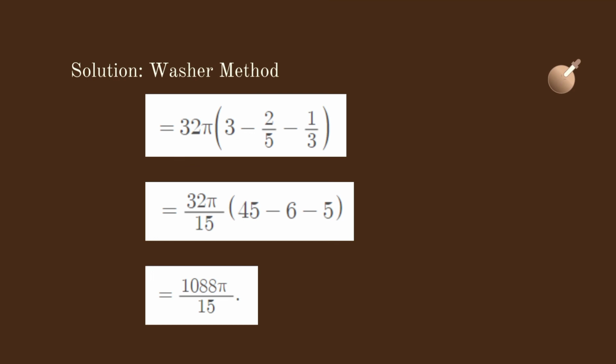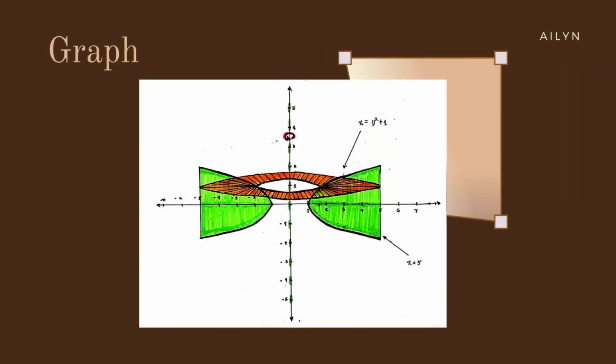Therefore, the volume of the washers formed by the y-axis and the two graphs is 1088 pi over 15. And so, this is the graph of a washer formed by revolving the area bounded by the graphs x equals y squared plus 1 and x equals 5 about the y-axis.